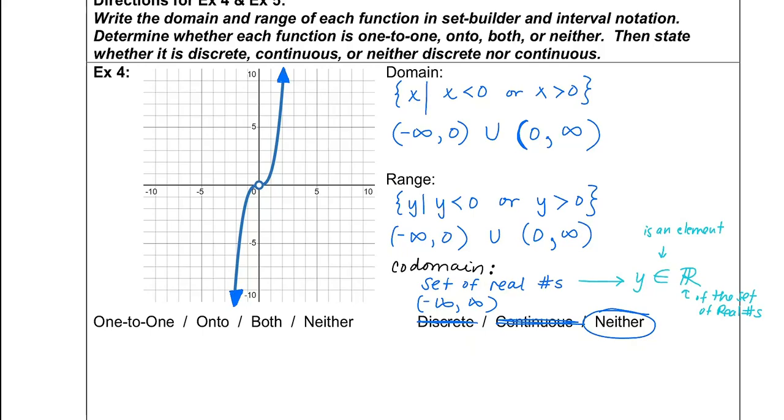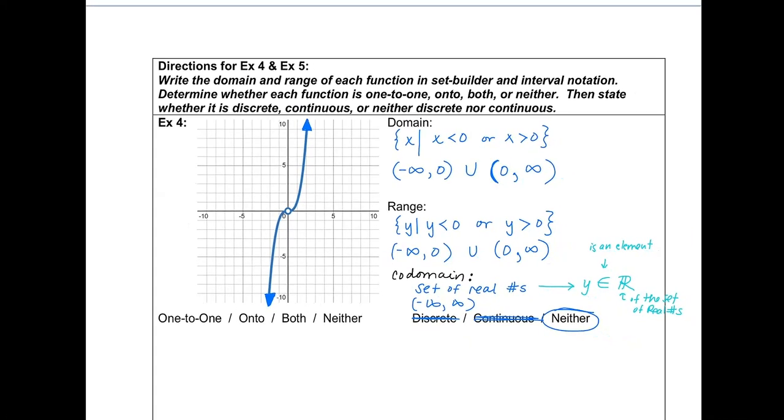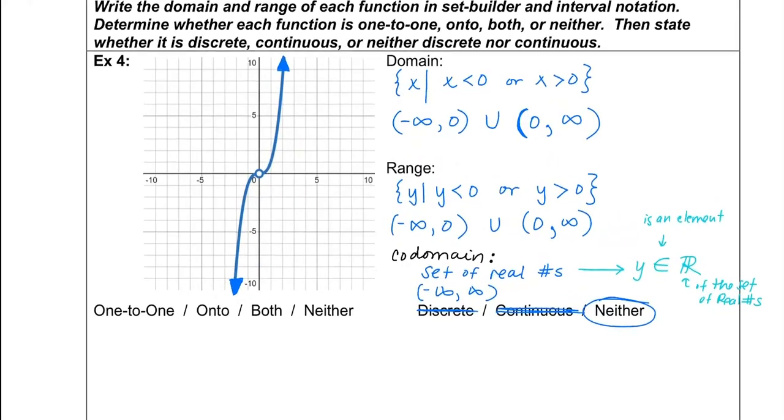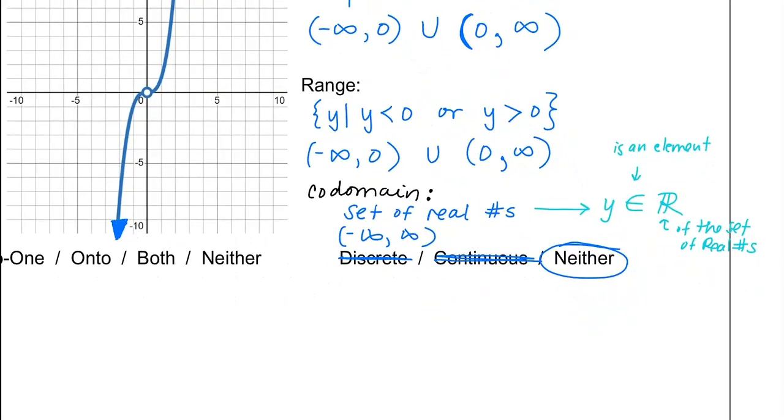How can I check if it's onto? Look at the range and the codomain. Okay. Do these match?